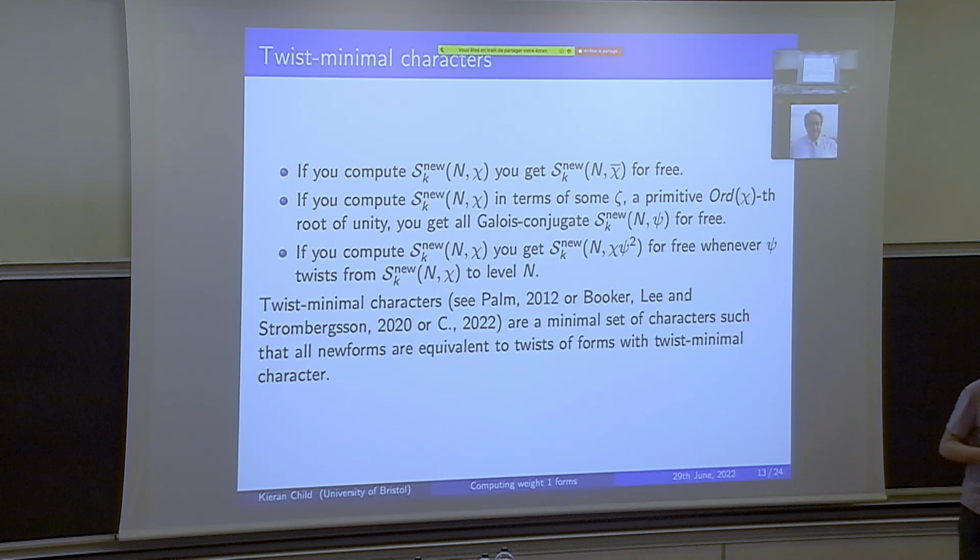So this is the driver behind the definition. Again, the definition is fairly involved depending on what primes you're working with. But you can find definitions in the adelic context in Palm, or in the classical context in Buckley and Strömbergsson, or my previous paper. It's just a minimal set of characters such that all newforms are twists of forms with twist minimal character. So we only need to really study these twist minimal characters in order to get everything.